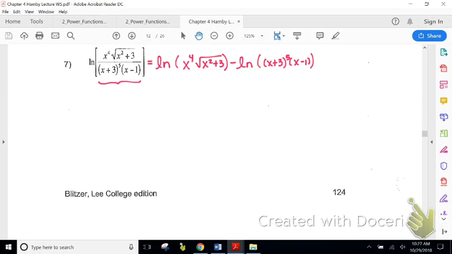So let's look at the first term. What can I do to that? What's going on inside those parentheses? Yeah, multiplied. It's x to the 4th times that radical. So how can I separate it if they're being multiplied? So it's the natural log of x to the 4th plus the natural log of the square root.